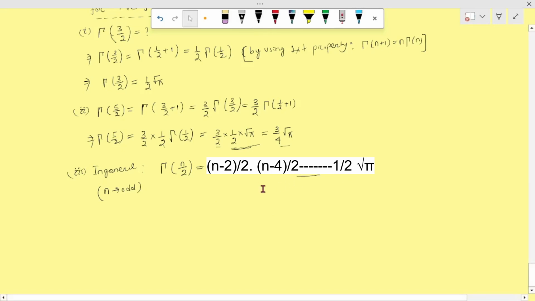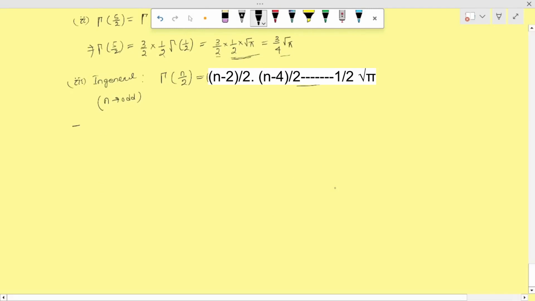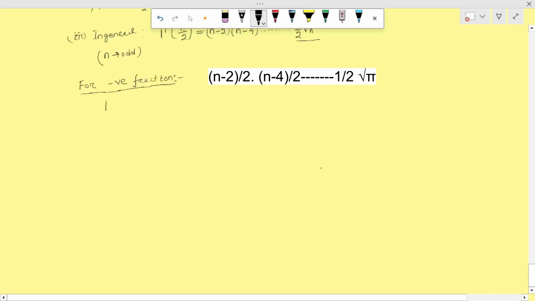Okay, now we are going to go for the negative fraction. Just put a heading for negative fraction, and always we have to remember that n is always odd. For negative fractions, first we are going to consider gamma minus 1 by 2, gamma minus half.